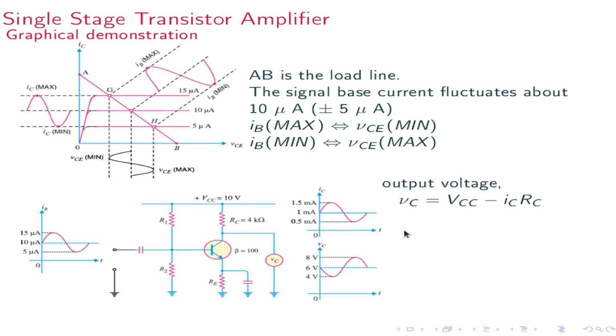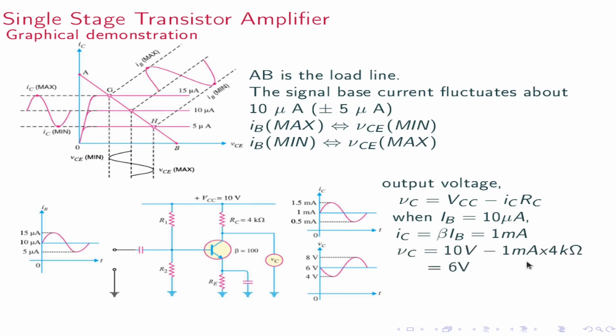So let us calculate the output voltage. The output voltage VC is equal to VCC minus ICRC. When IB is equal to 10 microampere, then IC is equal to 1 milliampere, beta IB. Therefore VC is equal to 10 minus 1 into 4, 4K being the RC, that is 6 volt. So this is the base 6 volt.